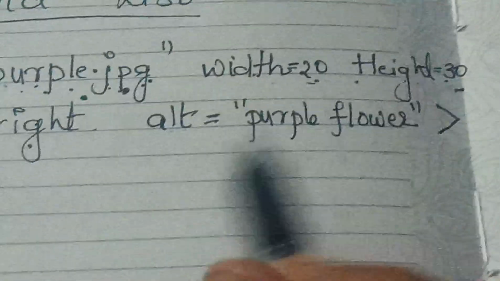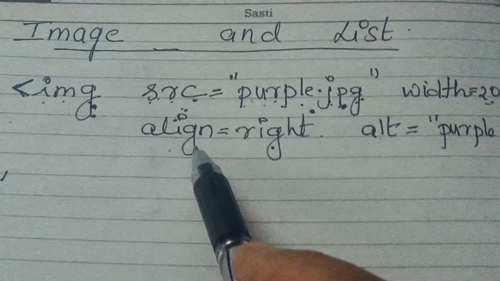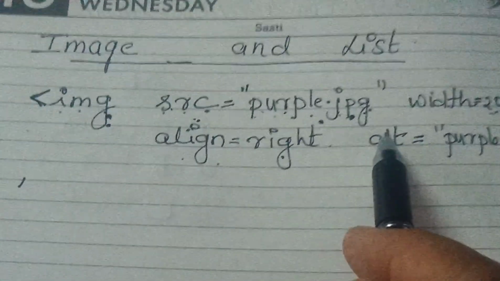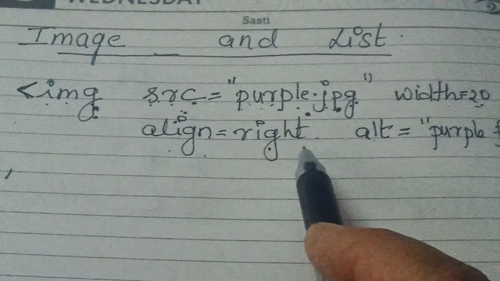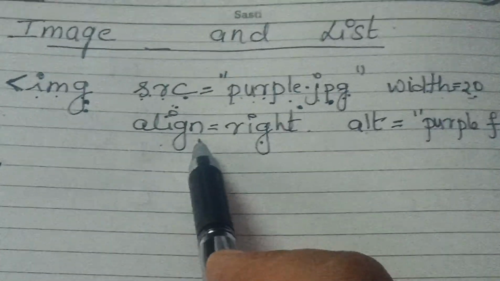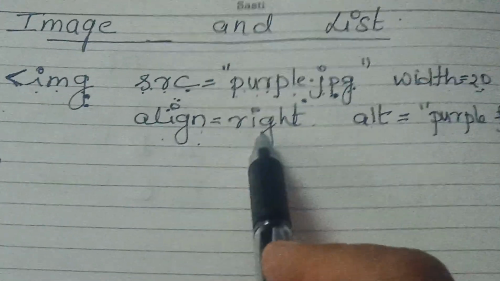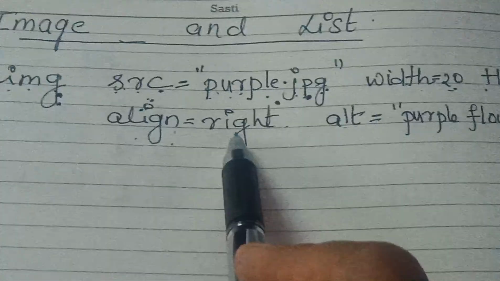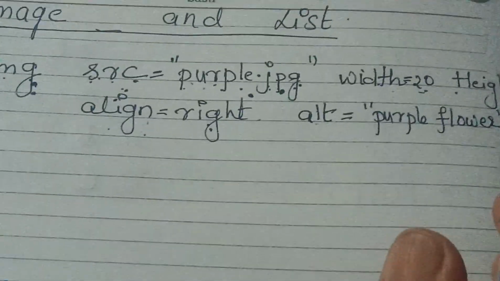Okay, now you can also decide where to place the image, towards the left or towards the right of the text, and that is done with the help of an attribute align. Here I have written align is equal to right, so my image will be displayed on the right side.